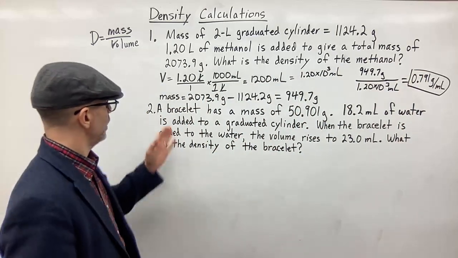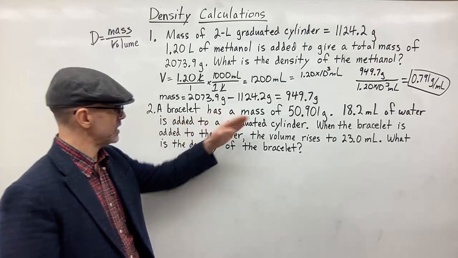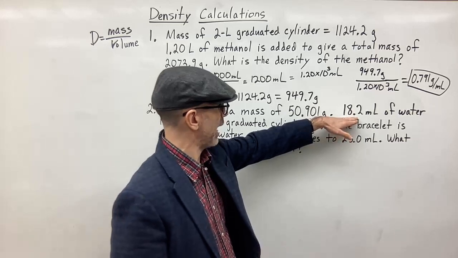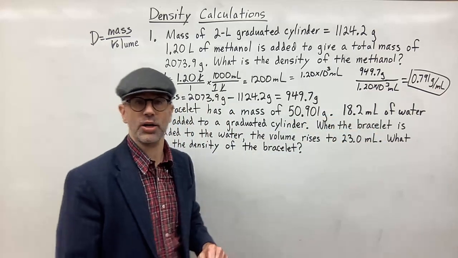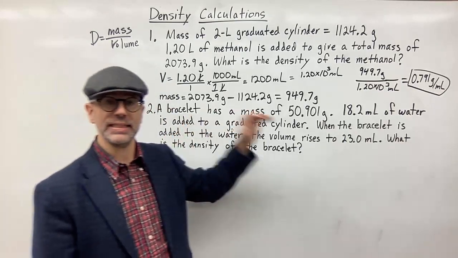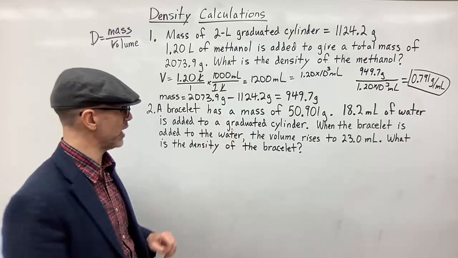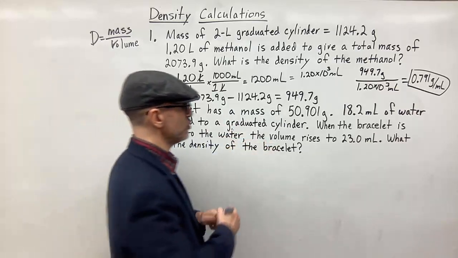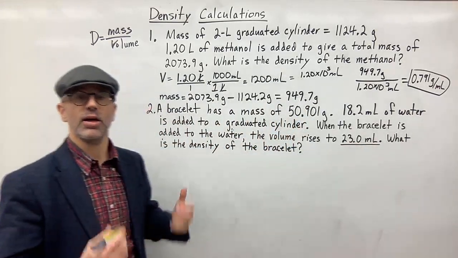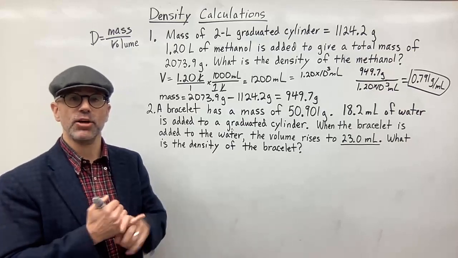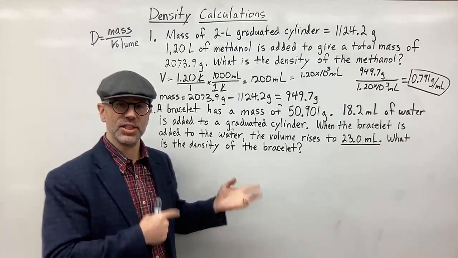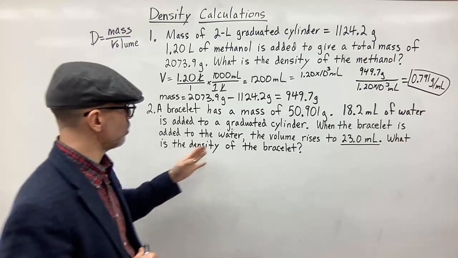Problem number 2. Here I have a bracelet and it has a mass of 50.901 grams. I put 18.2 milliliters of water into a graduated cylinder. Then I put the bracelet into the water in the graduated cylinder, and the volume rises to 23.0 milliliters. What is the density of the bracelet? So again, I have to figure out what the mass is and what the volume is, and I have to make sure that mass is in grams and volume is in milliliters. And that's what we have here.